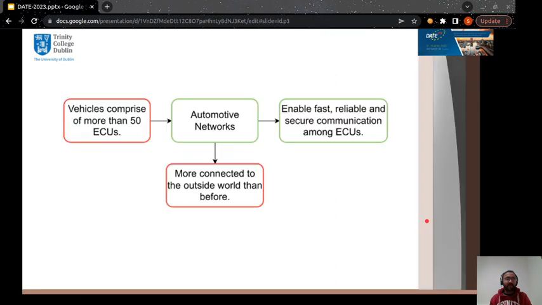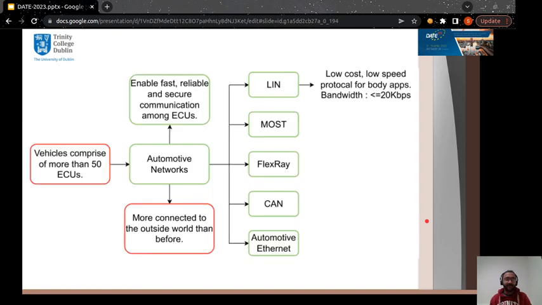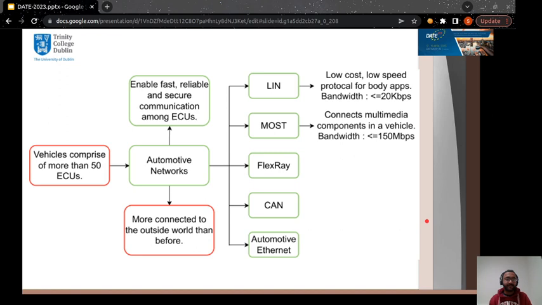Automotive networks. Vehicles today contain more than 50 electronic control units to enable advanced driving assistance systems or ADAS applications for comfort of passengers. Robust automotive networks are therefore used to facilitate reliable and secure communication between these ECUs. Depending on the application, multiple networks serve this purpose in a vehicle. These are local interconnect network for body-based applications such as controlling windows, mirrors, etc.